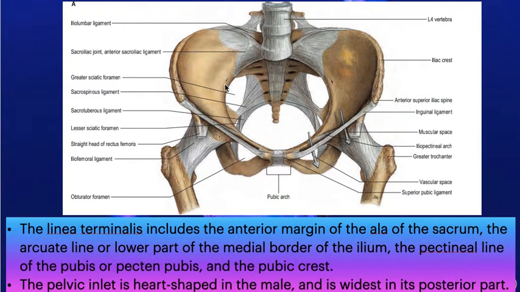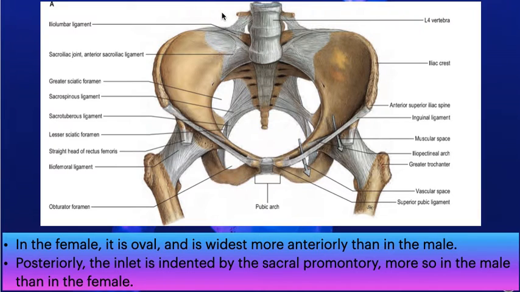The pelvic inlet is heart shaped in the male and widest in its posterior part. In the female, it is oval, widest most anteriorly than in the male, and posteriorly, the inlet is indented by the sacral promontory, more so in the male than in the female.